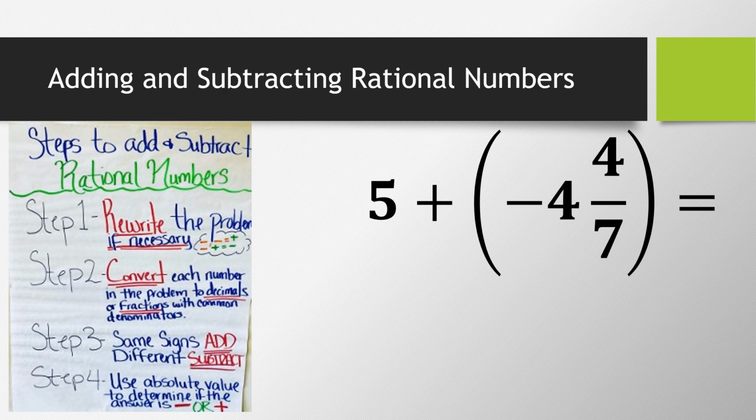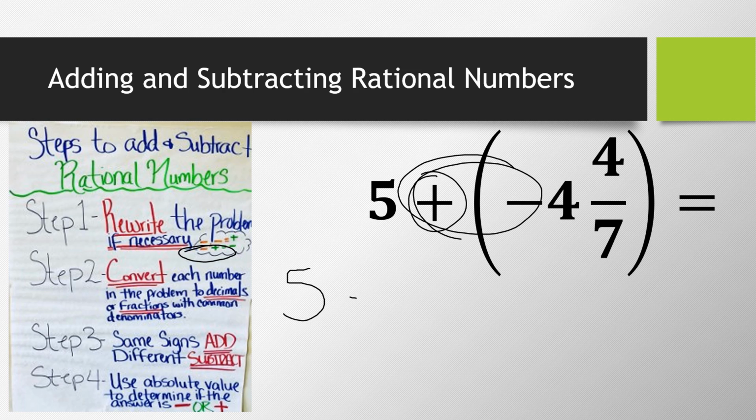All right, so in this problem, for adding and subtracting rational numbers, I know that I am going to have to rewrite. Whenever I see parentheses, I like to rewrite because it just looks too confusing with parentheses. So I know this positive sign is going to be applied to anything inside the parentheses. So when I write it, it's 5 plus negative 4 4/7. And again, like we learned, if you have a positive and negative, that's going to turn into a negative. So that's going to turn into minus 4 4/7.